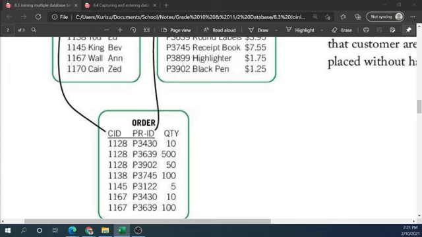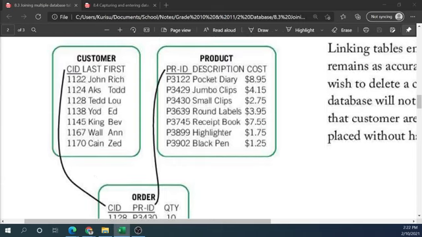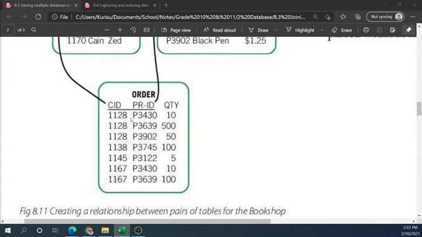Does anybody have the answer as to why? What is a primary key? What feature does it have? Sir, it's unique. A primary key is unique. We said that on Monday. We were looking at keys. That is why the CID in the customer table could have been used, and that is why the PRID in the product table could be used. But in the order table, CID and PRID are no longer unique. That is why they cannot be used.